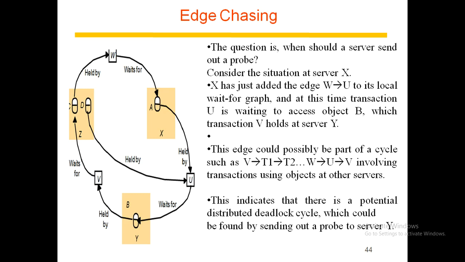This indicates that there is a potential distributed deadlock cycle which could be found by sending out a probe to server Y. Now consider the situation a little earlier, when server Z adds an edge V to W to its local graph. At this point in time, W is not waiting. So there is no point in sending out a probe.